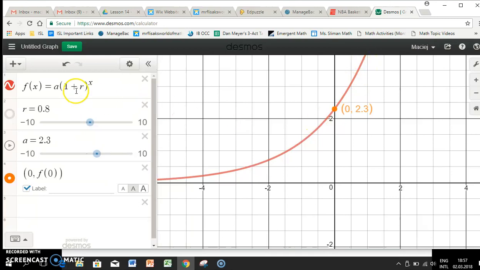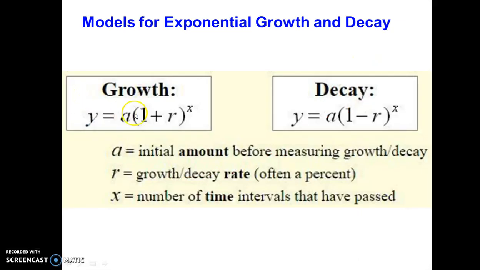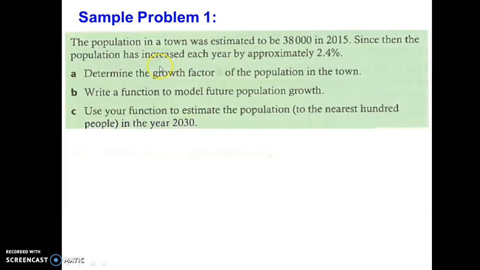All right, so that's how our model works. It's just like a normal exponential, but now it has this 1 plus r here representing whatever that base is. All right, let's look at an example problem.